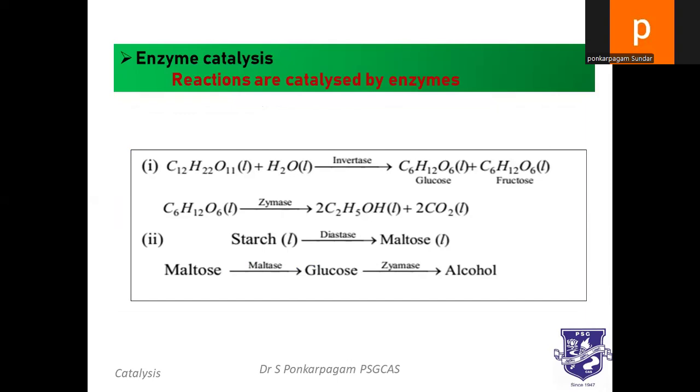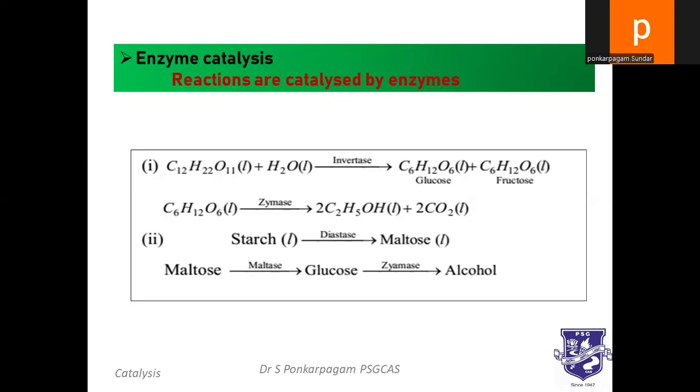And enzyme catalysis. This is the most important topic in catalysis, enzyme catalysis, which is also known as biocatalysis. Here, the reactions are carried out by the use of enzymes as catalysts. So, enzymes are proteins which can act as catalysts in biochemical or biological reactions. The first one is hydrolysis of sucrose. In the presence of invertase as a catalyst, it forms glucose and fructose. And the glucose in the presence of zymase is then converted to alcohol. This is a simple example of enzyme catalysis.